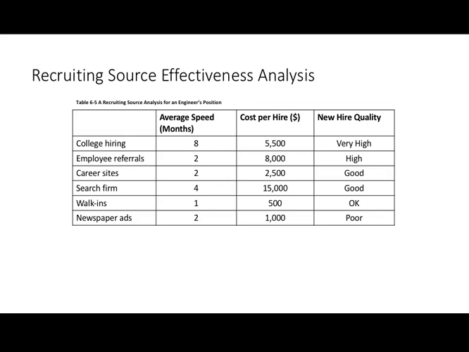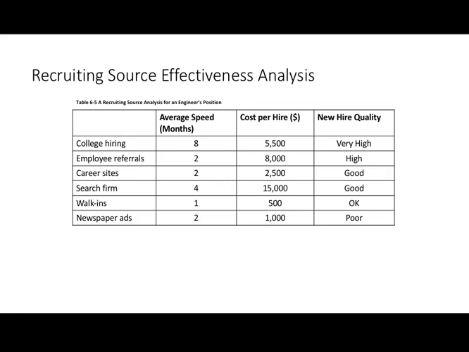The next column is how long it takes us. What's the cycle that it takes us from recruiting to hire to get candidates and to be able to hire them. So college hiring takes longer, as we've talked about, but walk-ins are very quick, because typically if someone walks in, drops off a resume, you identify them and you put them through the process pretty quickly. Cost per hire, obviously the cheapest cost per hire is the walk-in, and the most expensive is search firms.